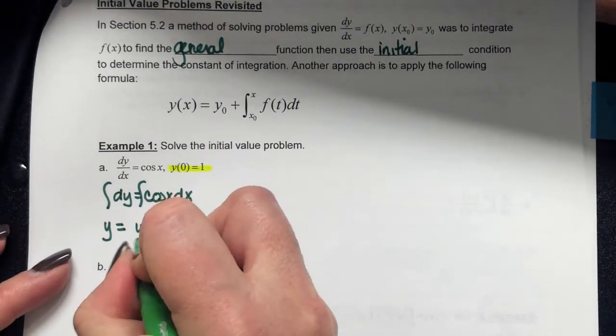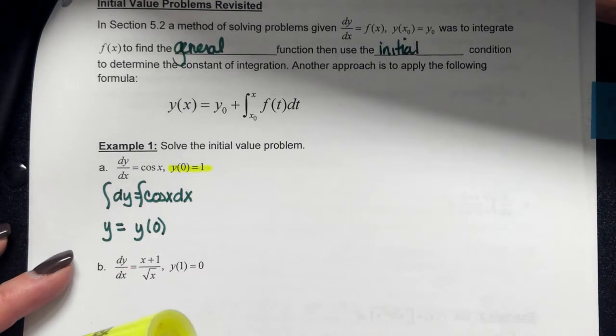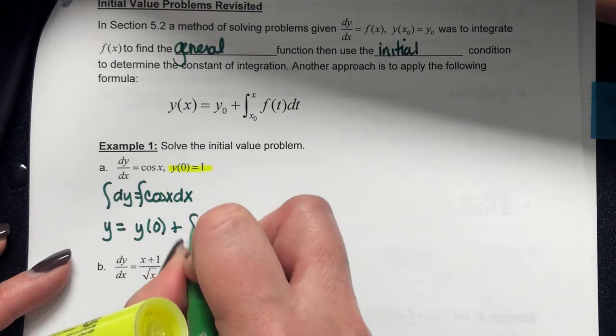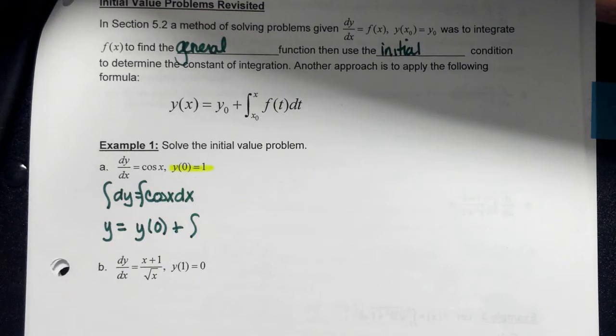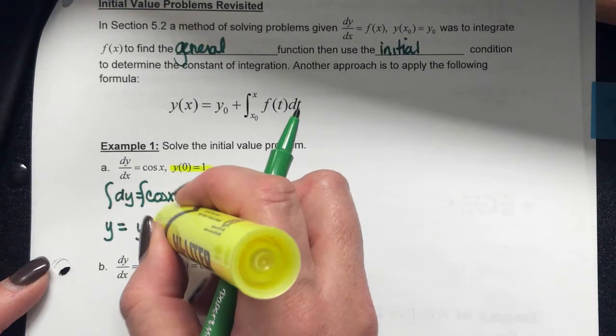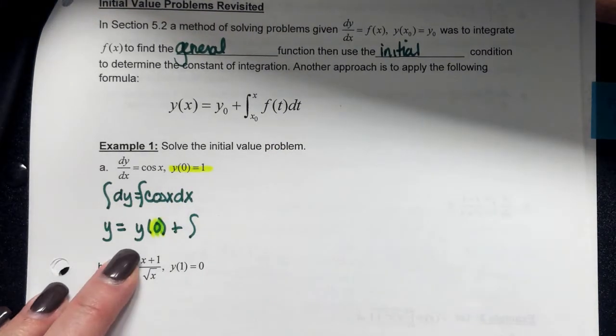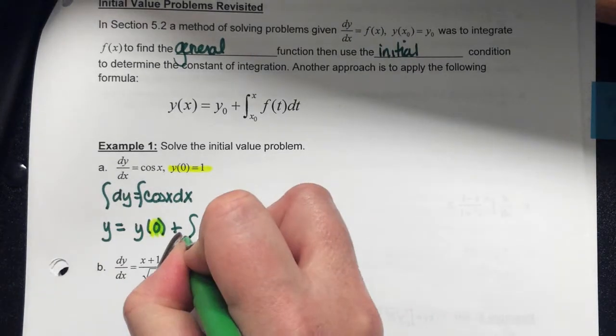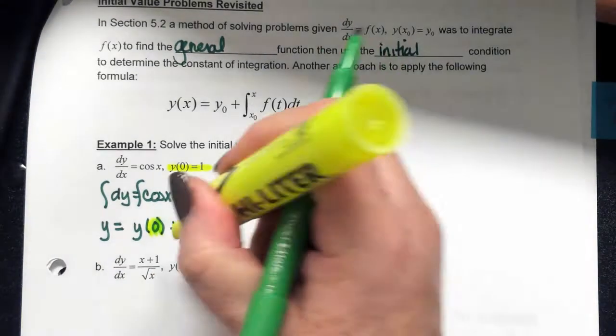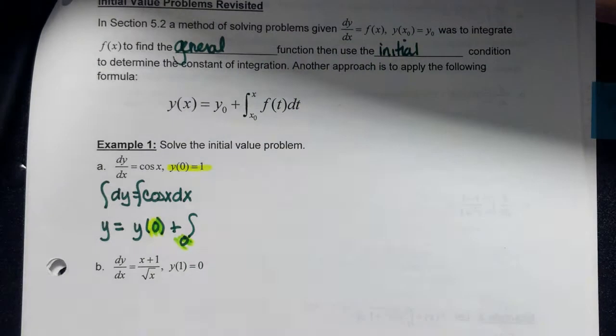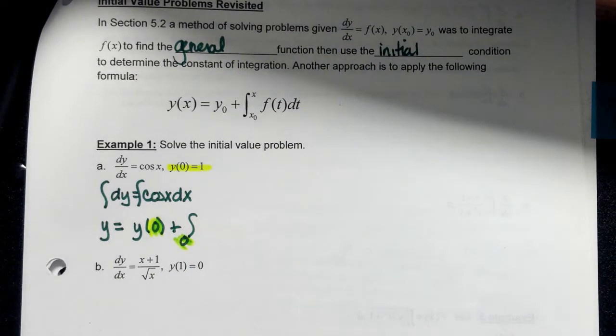I have now my initial condition, which is given to me as y of 0 is equal to 1. So I can take my y of 0, add it to a definite integral. Now the thing is, this initial condition is starting when t is equal to 0. So you always want to make sure that this lower bound matches the same exact x value as what's given to you in the initial condition.